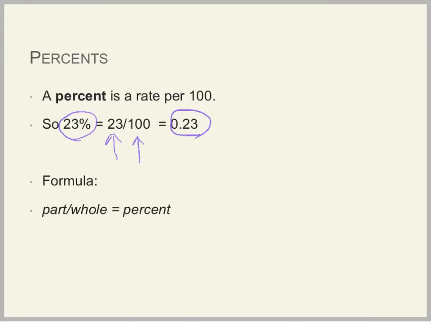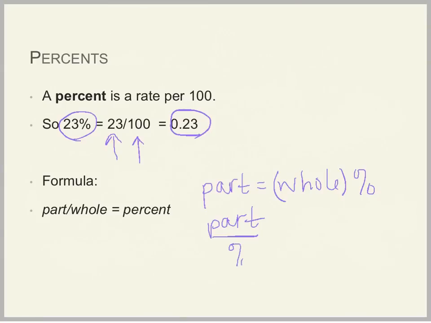Part over whole equals percent is a formula we can use, but we can rewrite this in a couple different ways. We can also look at this as the part equals the whole times the percentage. We could also look at this as the part divided by percent equals the whole. All of these can be manipulated from this original equation of part divided by whole equals percent.